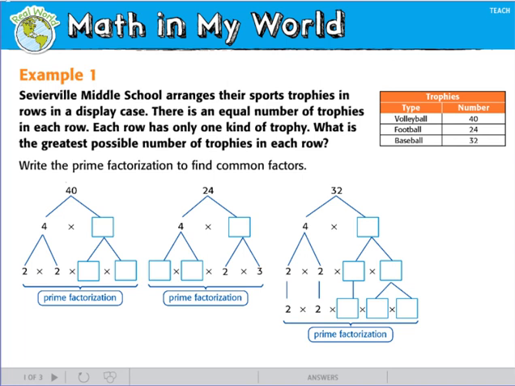Seaverville Middle School arranges their sports trophies in rows in a display case. There is an equal number of trophies in each row. Each row has only one kind of trophy. What is the greatest possible number of trophies in each row? So we have volleyball, football, and baseball trophies. There are 40 for volleyball, 24 for football, and 32 for baseball.